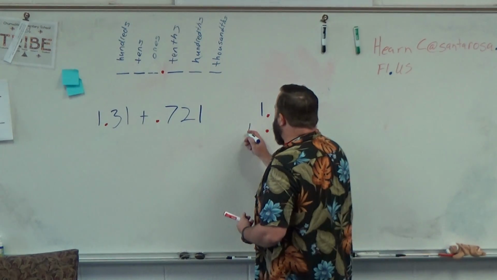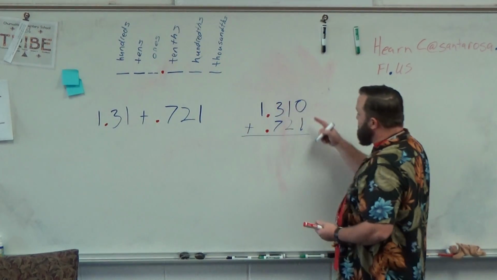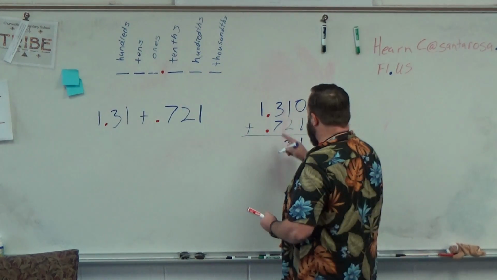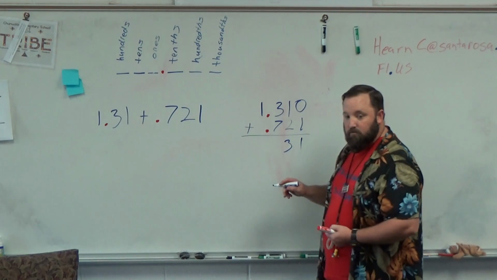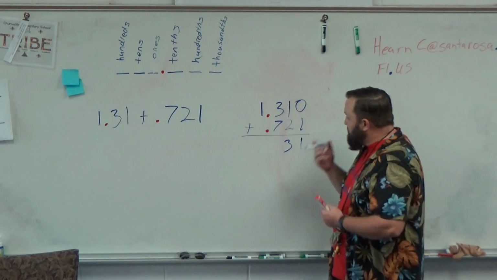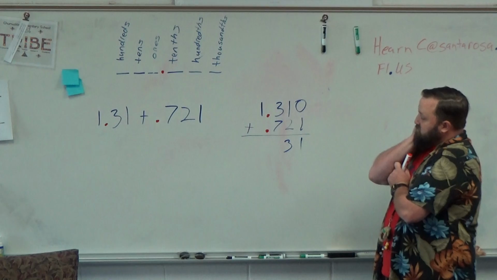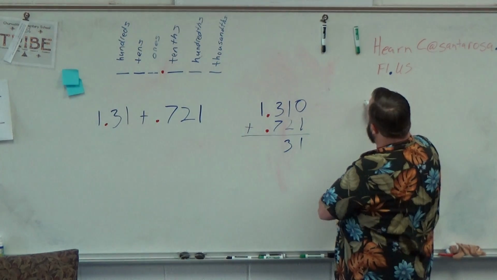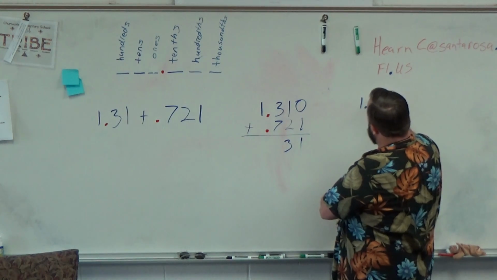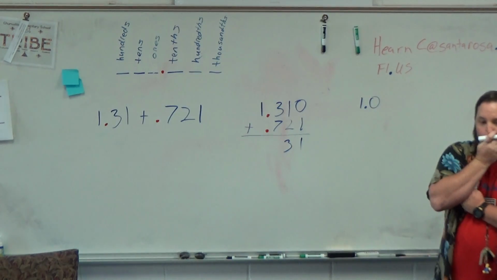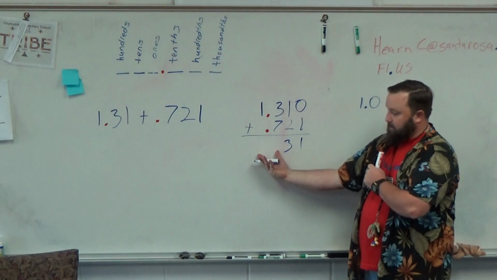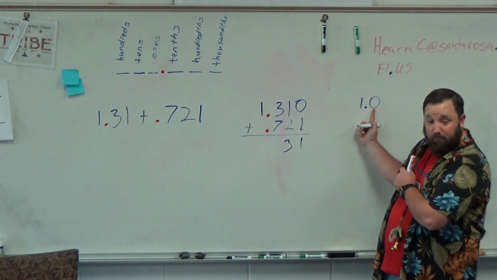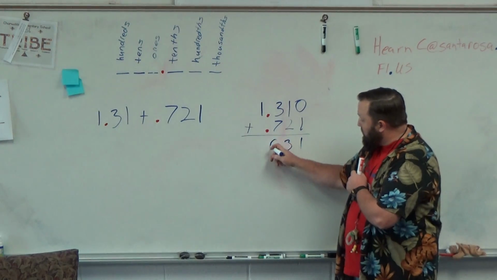How we've learned to add all the way up until 6th grade. 0 plus 1 is 1. 1 plus 2 is 3. 3 plus 7. Uh-oh. 3 plus 7 is 10. It's actually 0.3 plus 0.7, which is actually 1.0. So if we're going to add this in, the 0 is in the place, right? So I'm going to drop that big dog right there.